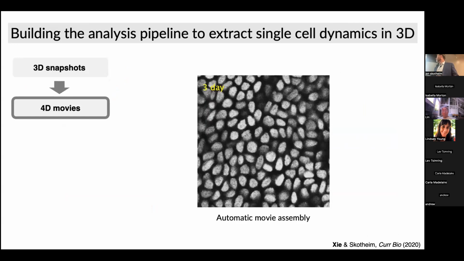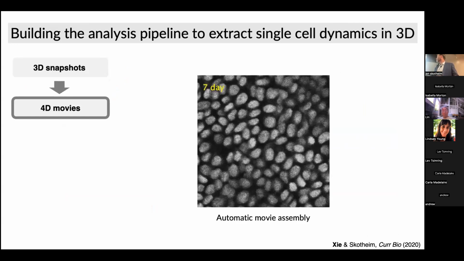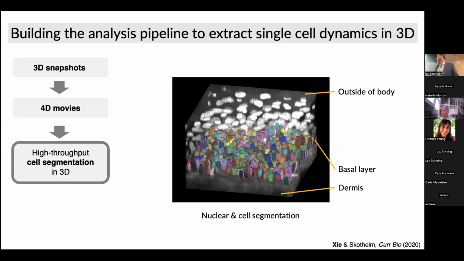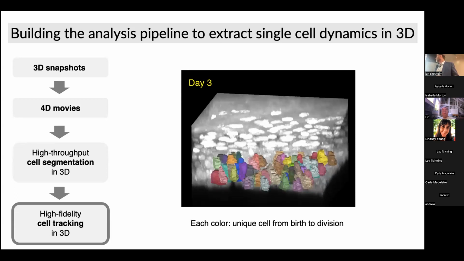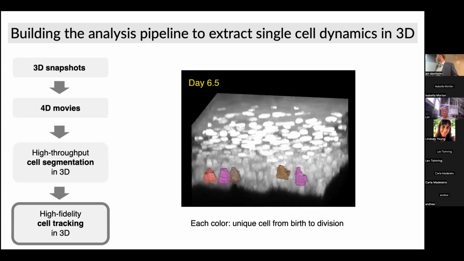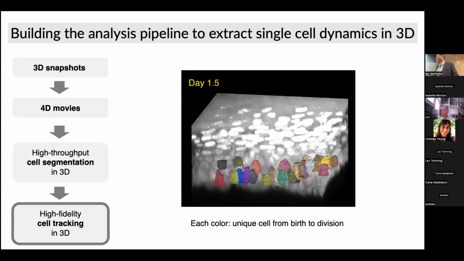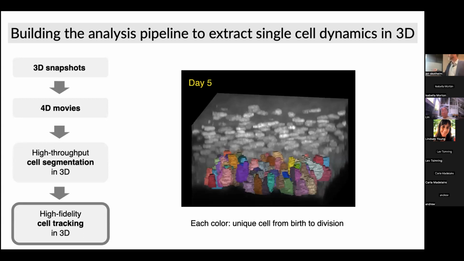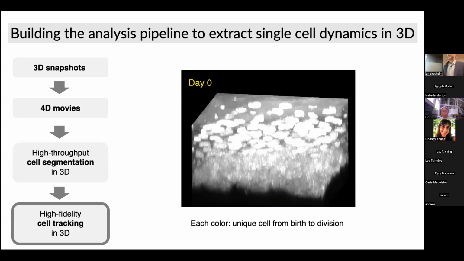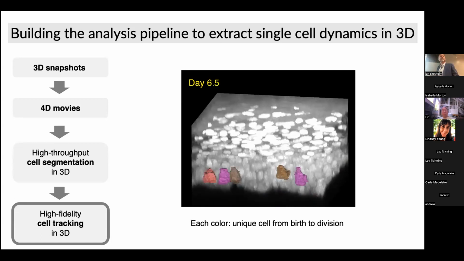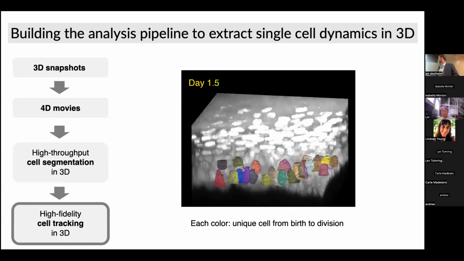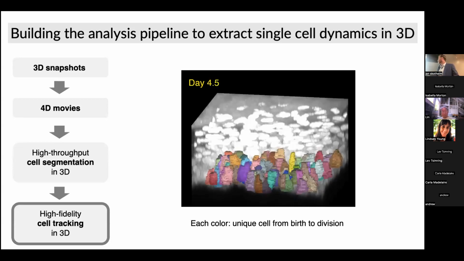And so there's the movie, so the movie gets assembled. The cells are segmented. Each cell here is shown in a different color. And then these are tracked in 3 dimensions over time. So the ones that are colored are the ones which are born, grow, and then divide over the course of the movie, right? So you really need the 7 days to get the full cell division cycles of the vast majority of the cells in the basal layer.